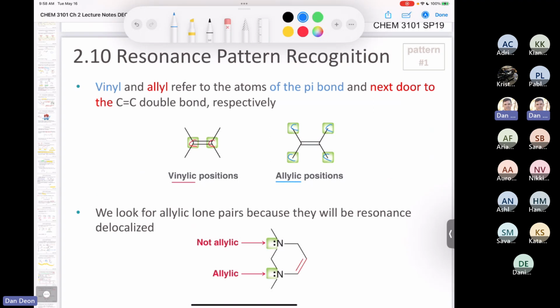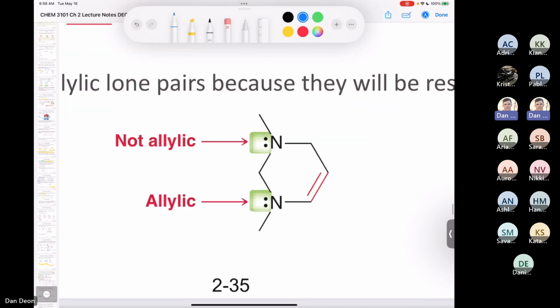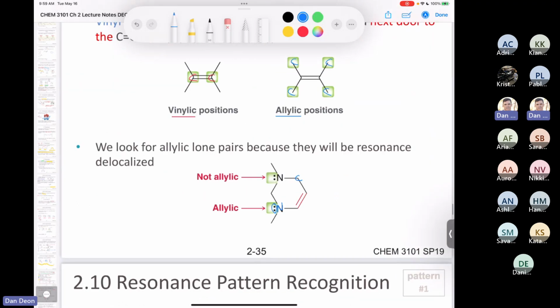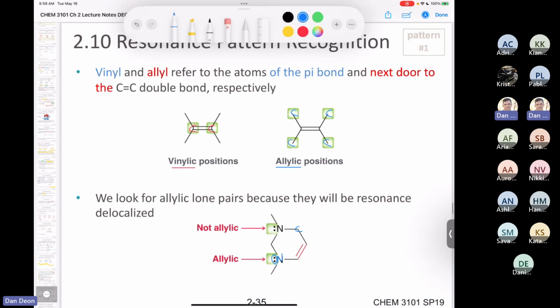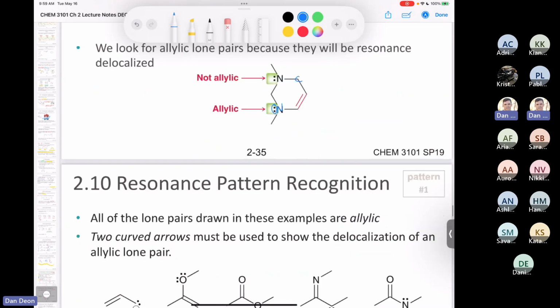So if we have an allylic lone pair, let's take a look at this molecule. If we have this double bond, right, it's a beautiful double bond, we go one atom away. So one atom away would be this nitrogen. There's a lone pair on it, so that's an allylic lone pair. If we go another atom away to this carbon, there's no lone pair on it. Ergo, it does not possess an allylic lone pair. And so if you have an allylic lone pair, you can draw a resonance structure for that.